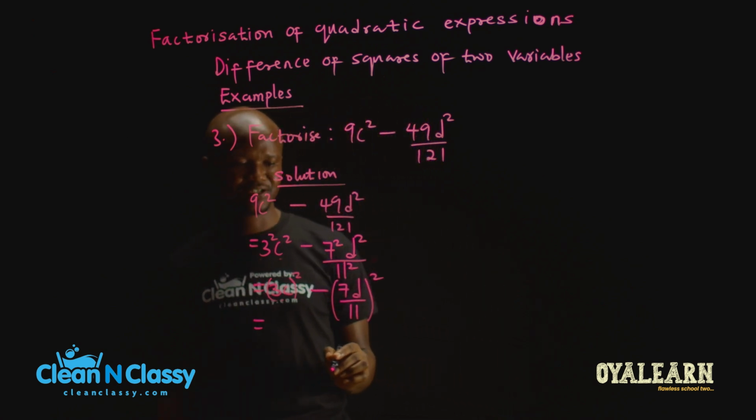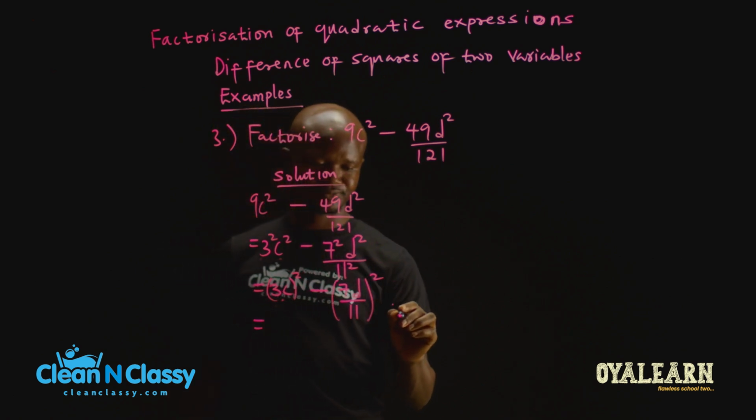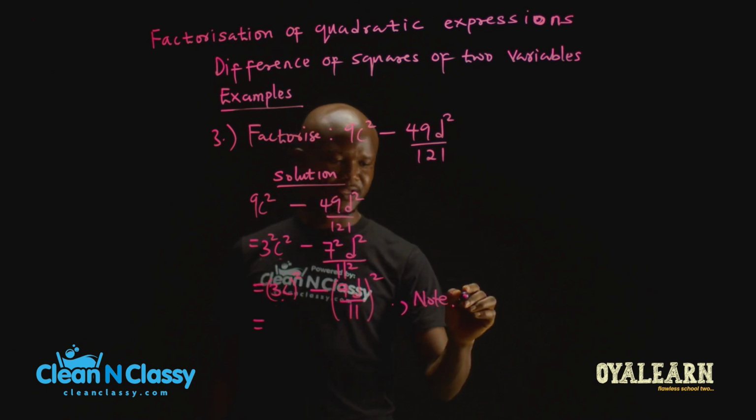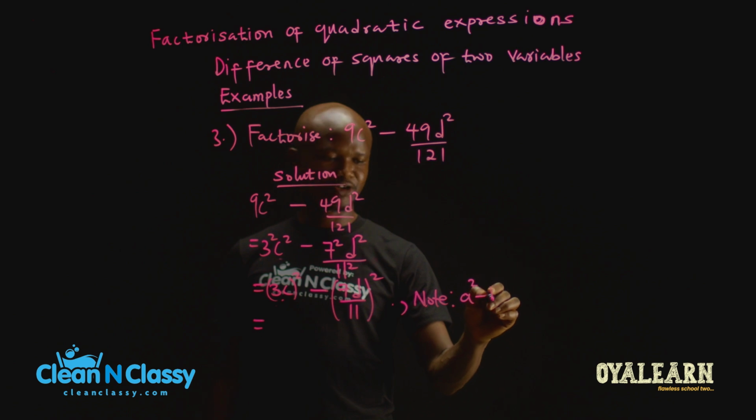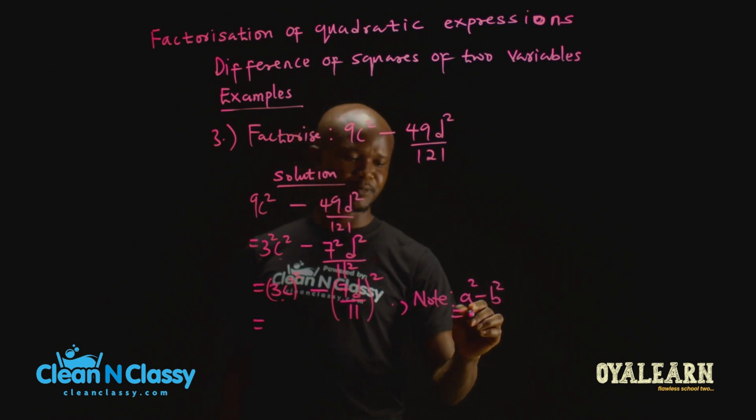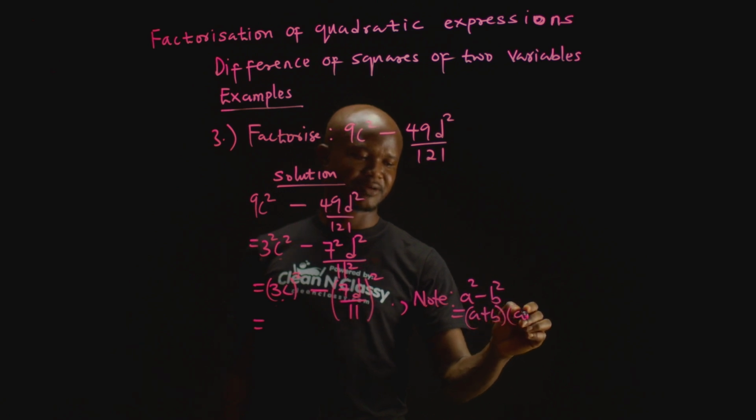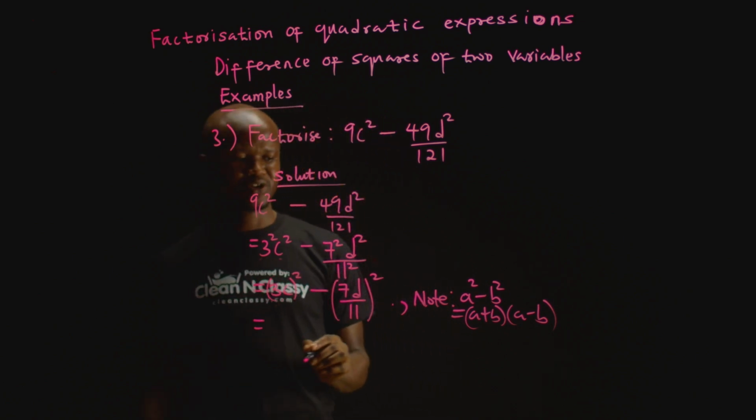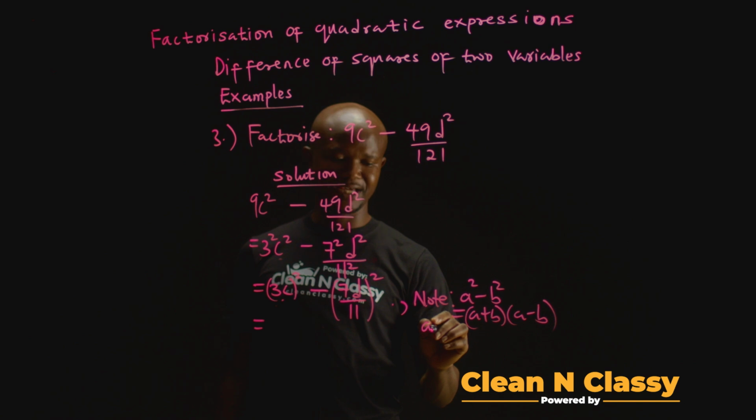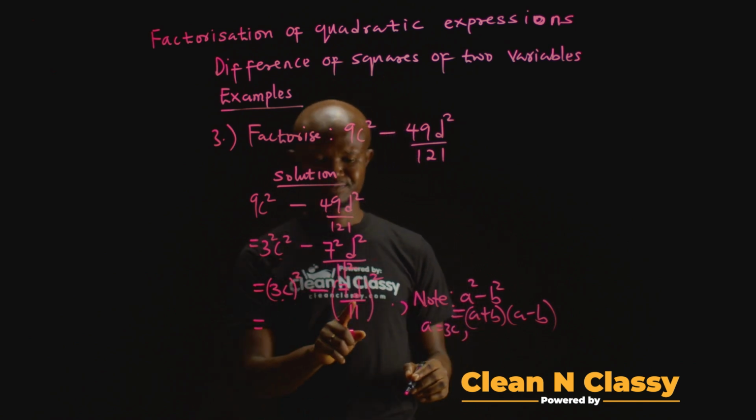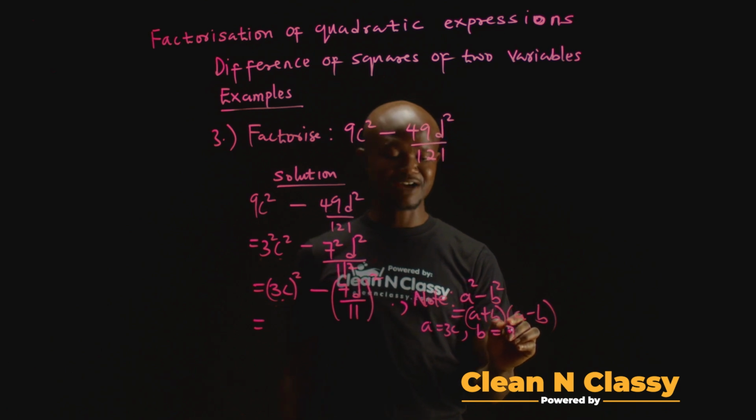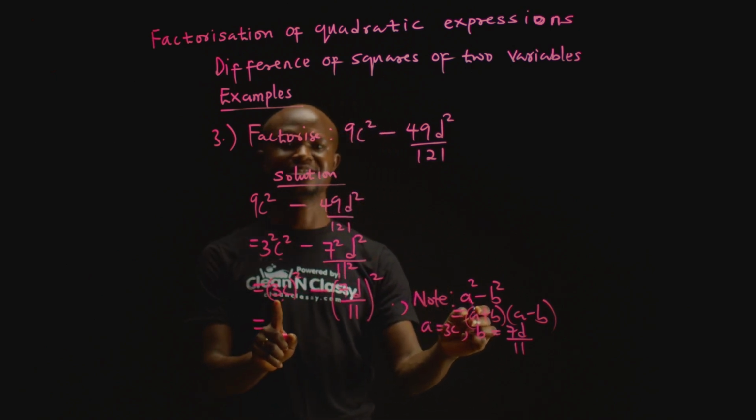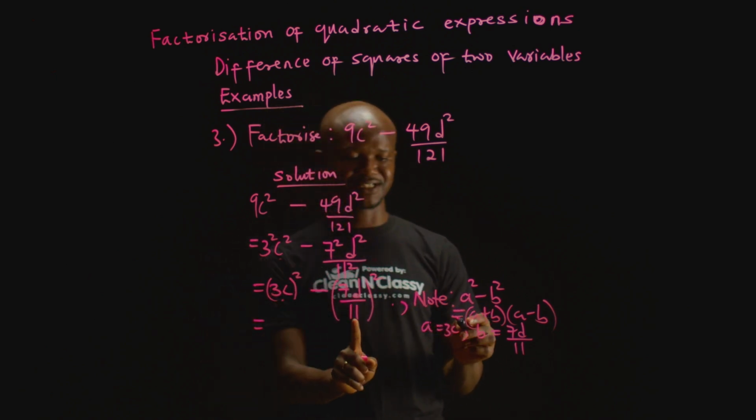Now, how do we factorize this? We should note that when you have a squared minus b squared, is the same thing as what? a plus b into what? a minus b. Very important. So it means that we're having our a as 3c, and the b is like what? 7d divided by 11. If you compare, this is a, 3c. Our b is 7d divided by 11.